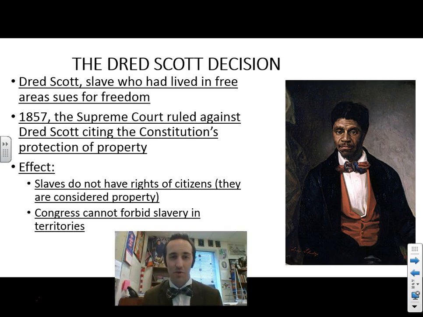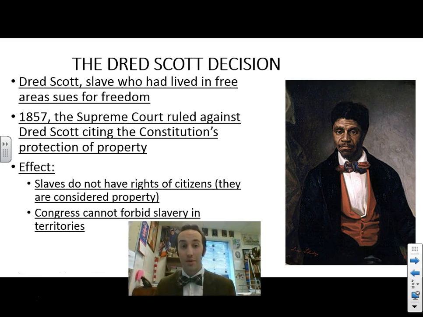In 1857, the Supreme Court rules against Dred Scott, saying even though Dred Scott, here he is, was brought into a northern state, he's still a slave. And the whole idea is property, and John Locke and all that, saying that the Constitution says that you get to keep your property. And if slaves are property, you should be able to bring your property anywhere. And so slaves do not have the same rights of citizens. They are considered property. And Congress cannot forbid slavery in territories.